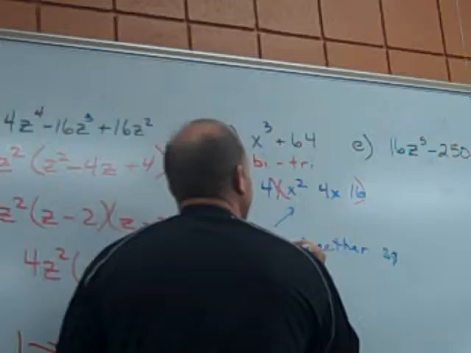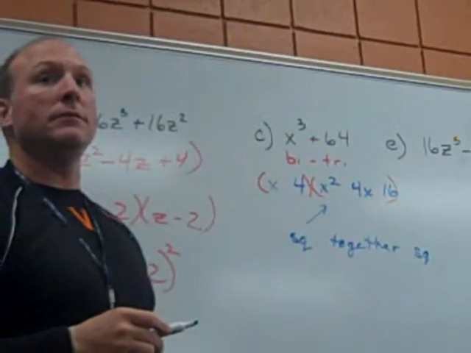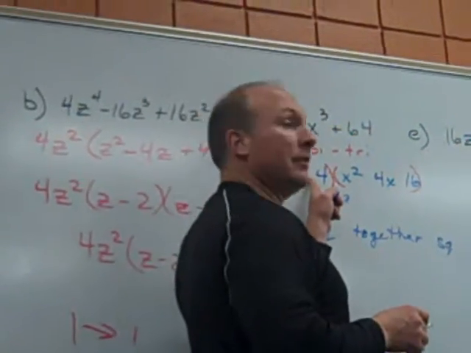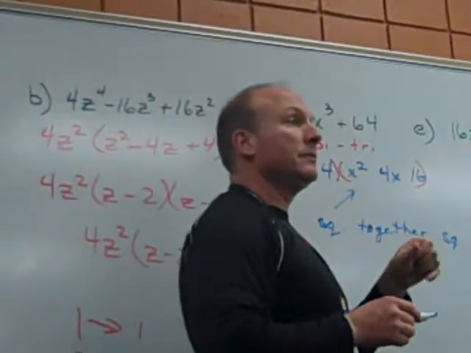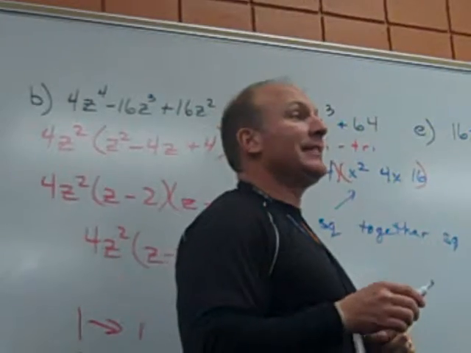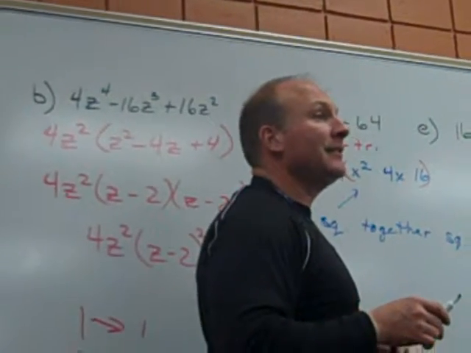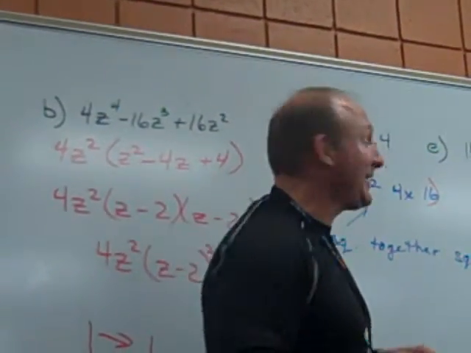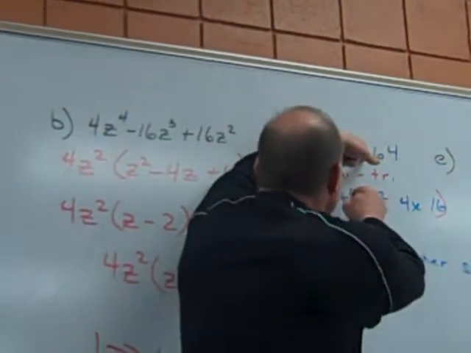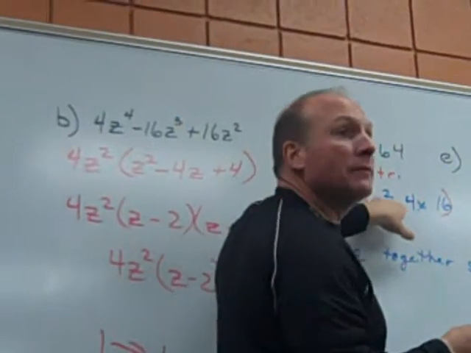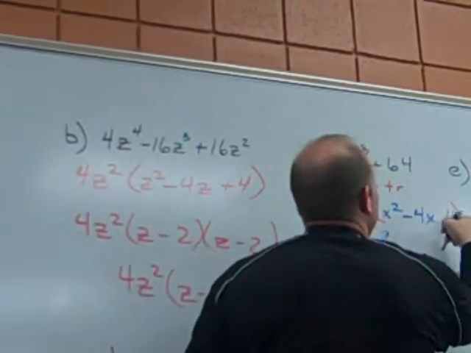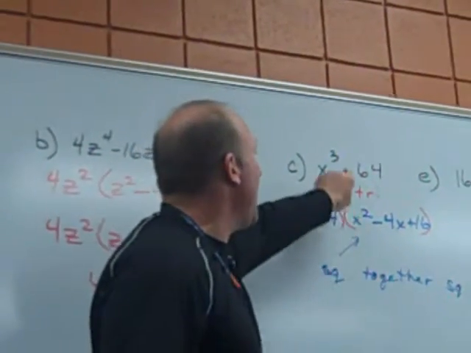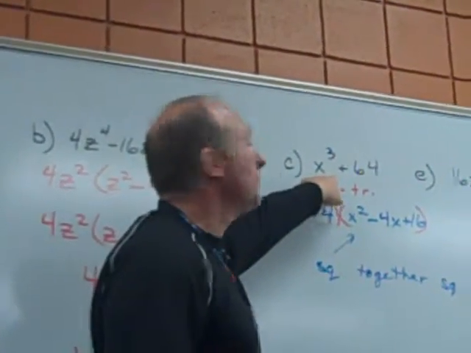Square, together, square. And your symbols, how many symbols are we going to have here? 3 of them. Same, oppo, plus. Same, oppo, plus. What's oppo? Opposite. And this one will always be plus. If you would multiply that out, you would get x cubed plus 64.